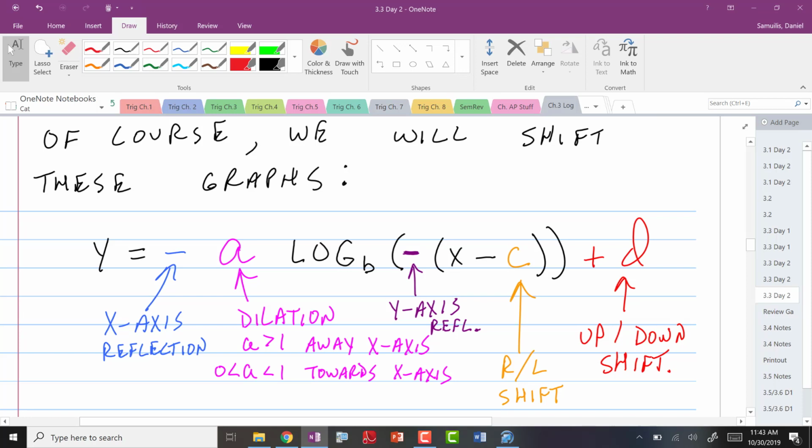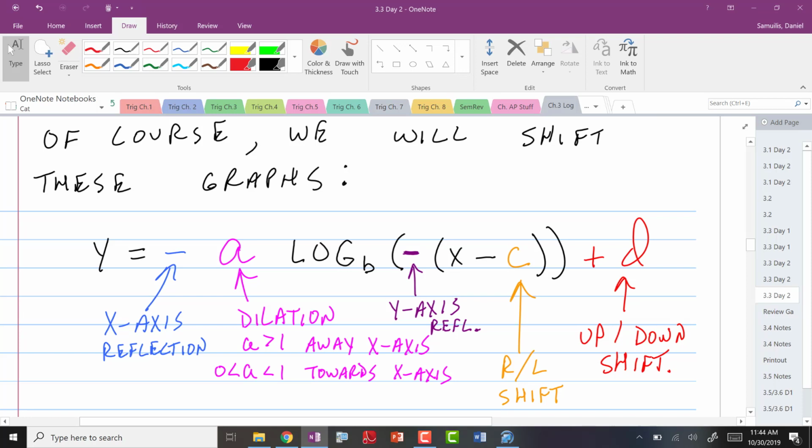If you have a negative on the x on the inside of the logarithm, then that's a y-axis reflection. Be careful. Please listen to what I say, because I'm not going to write it. What if on the inside it said log of, parentheses, 2 minus x? Which way would that shift? To right or to left? To right. You know why?